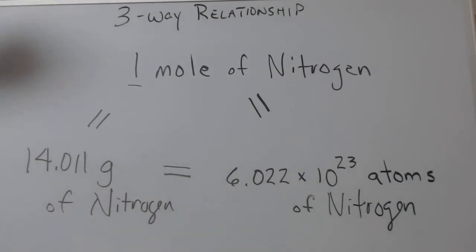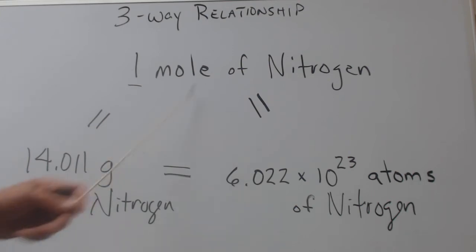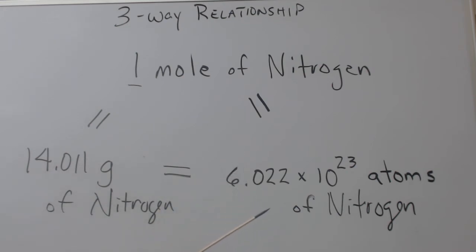So we can essentially do this with every single element in the periodic table. 1 mole of any element is equal to its atomic mass, and both of those are equal to Avogadro's number of atoms of that element. Okay, so in the next video you'll see that we'll be creating conversion factors from this three-way relationship.